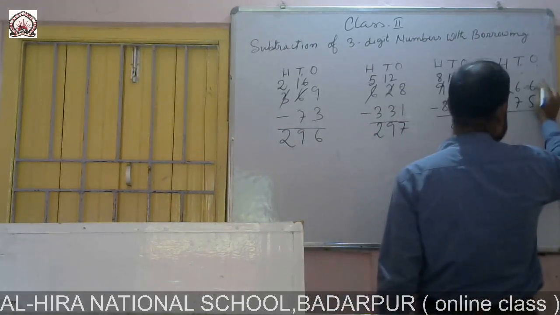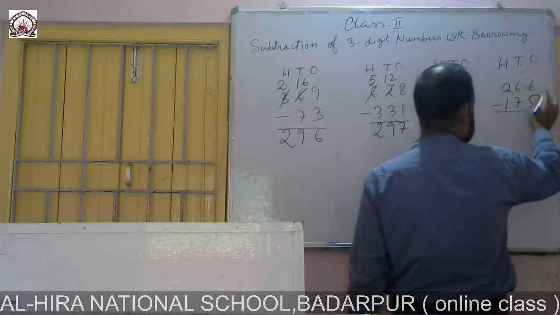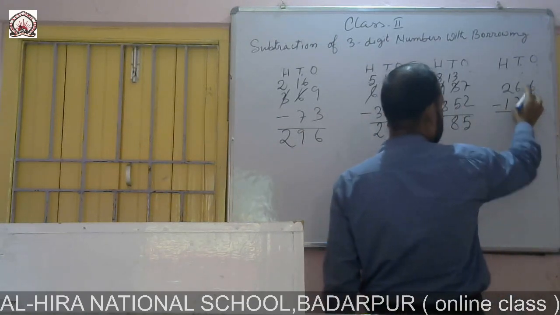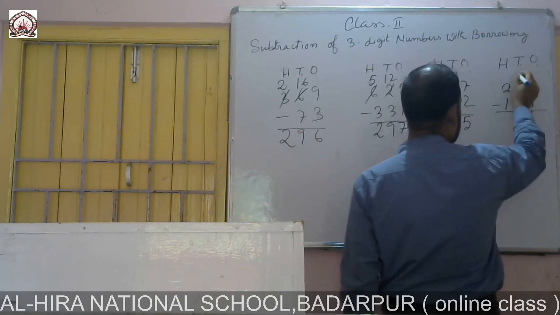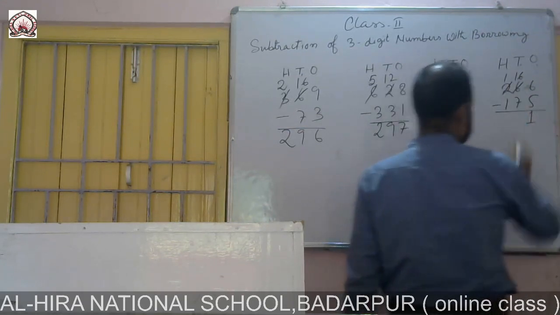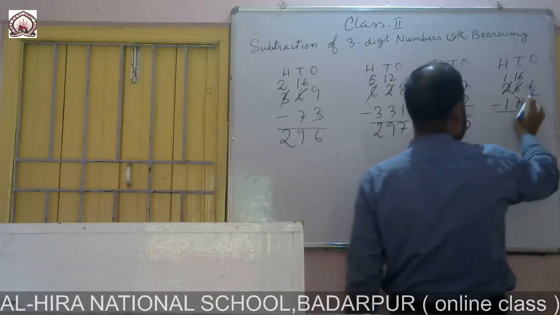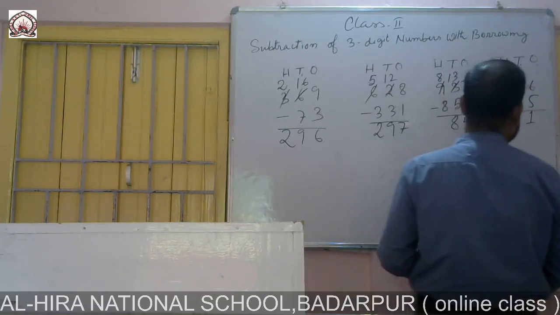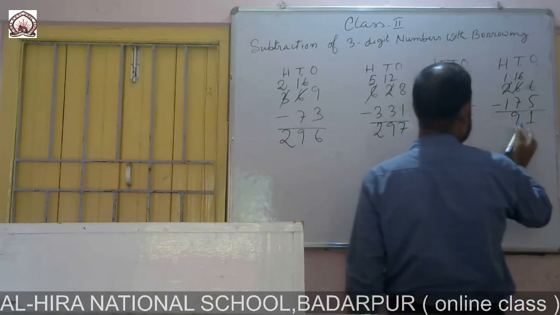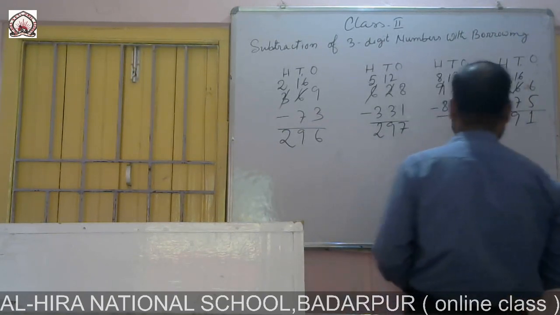Next, 6 minus 5 is equal to 1, and there 6 minus 7 cannot, we borrow 1, then there is 16 and there remain 1. 16 minus 7 is equal to 9, and there 1 minus 1 is 0.